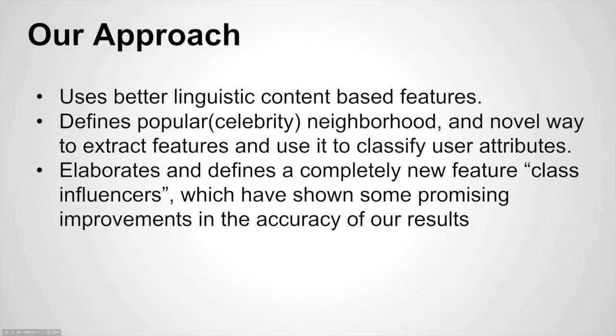Secondly, we defined a popular neighborhood and then extracted features such as age, gender, and the area in which the celebrity is famous for. For example, Katy Perry is famous for music, while Usain Bolt is famous for sports. Thirdly, we used a completely new feature called class influencer, which has shown promising improvements in the accuracy of our results.